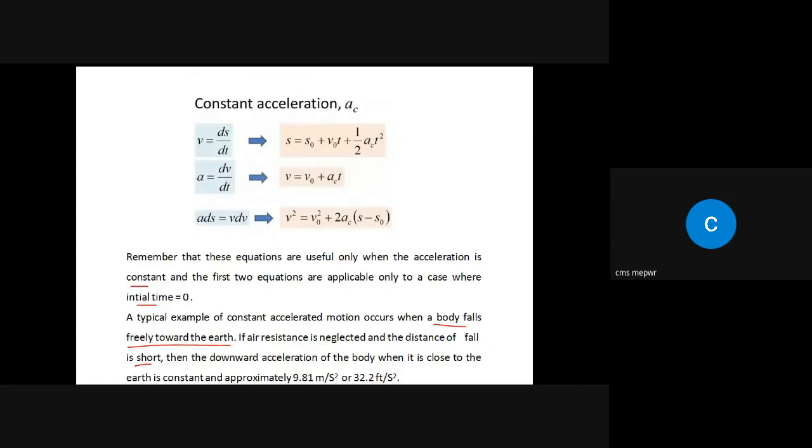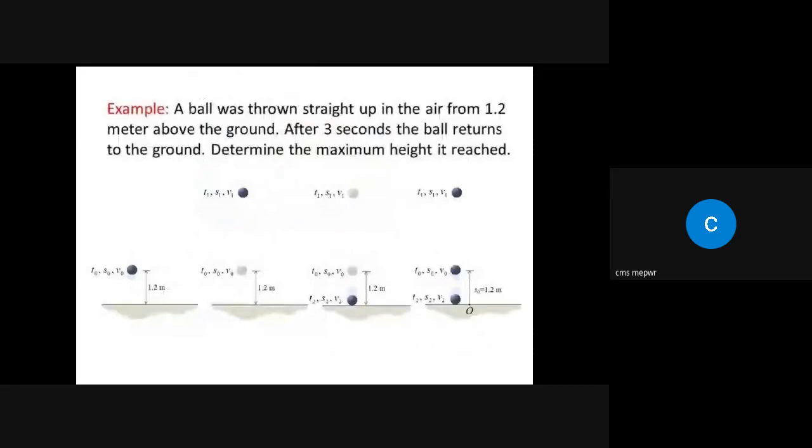So based on this, let's do this example. Imagine we have this example: a ball was thrown straight up in the air from 1.2 meter above the ground. What they mean is that the position from where the ball was thrown, at that initial instant, was 1.2 meter above the ground.